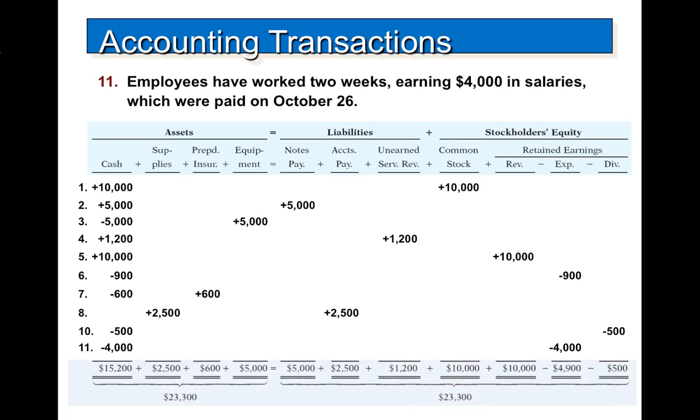When we're all finished, if we add up each account and create their balance here at the bottom, when you add up all of your assets, it becomes $23,300. When you add up your liabilities and stockholders' equity, it is also $23,300. So our assets equal liabilities plus stockholders' equity. That is another check you can do when you're finished with your problem.